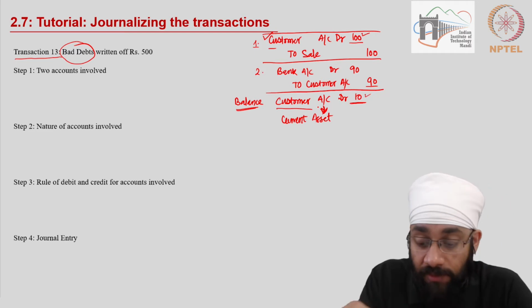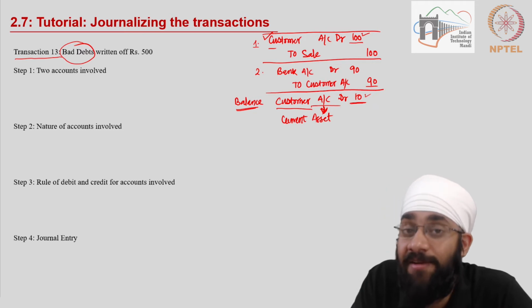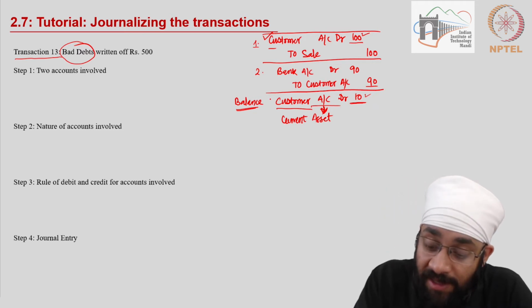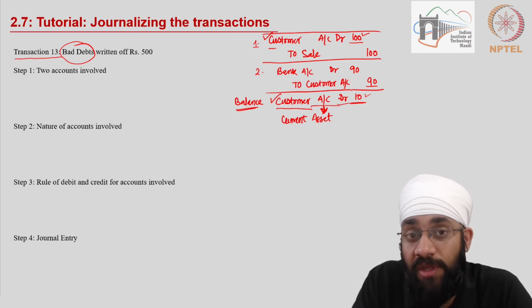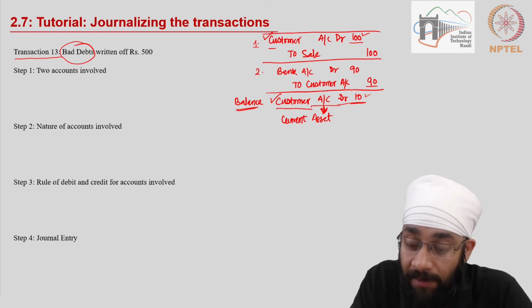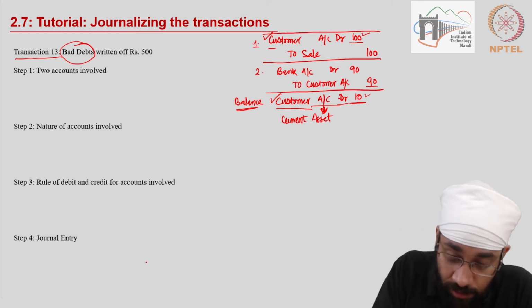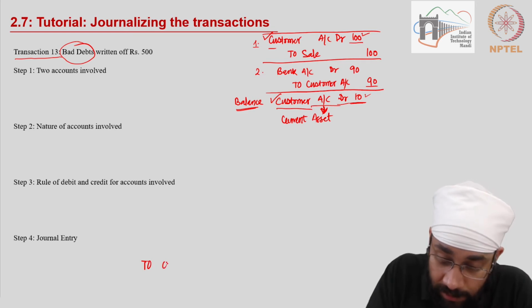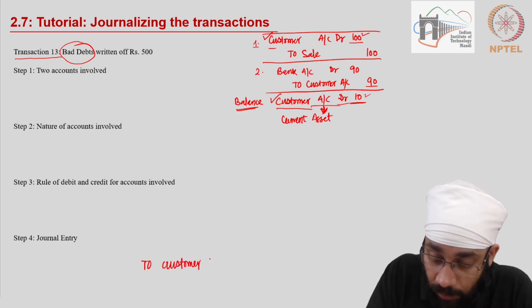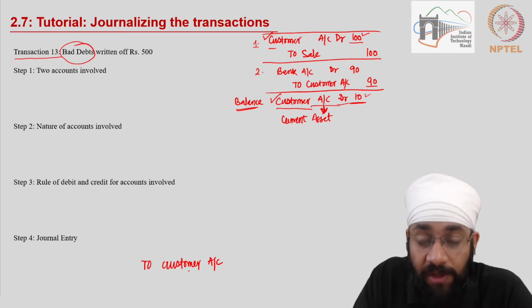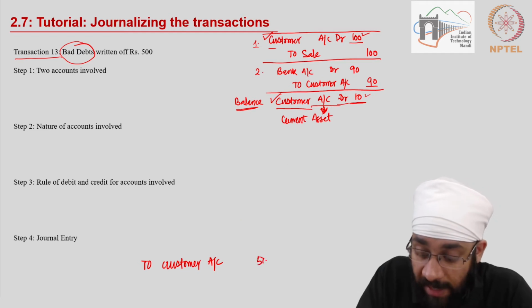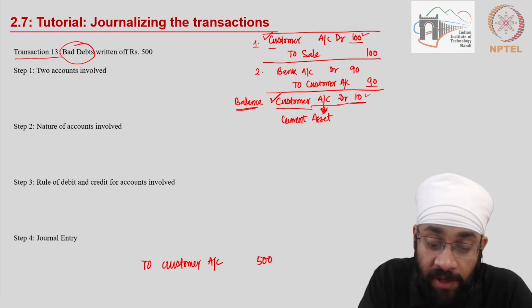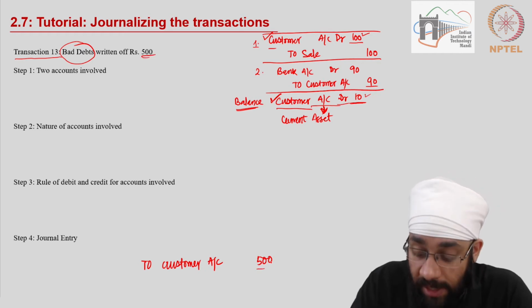So if you have new information, now you have to cancel this asset. How do you cancel this asset? You create an opposite transaction. There is a balance on the debit of the customer account, so you give it a credit by the same amount. So you're going to say, to customer account, you are giving a credit to the customer's account. By doing that, you are cancelling the debit which was left over. The amount here is 500, that's why I'm writing it as 500.